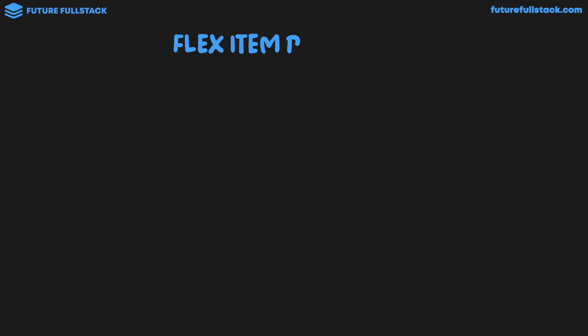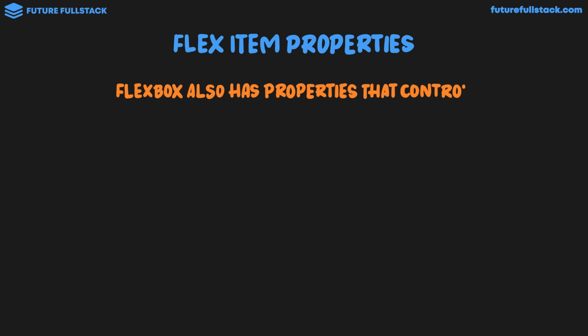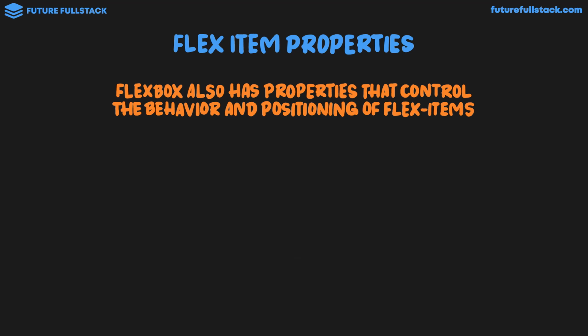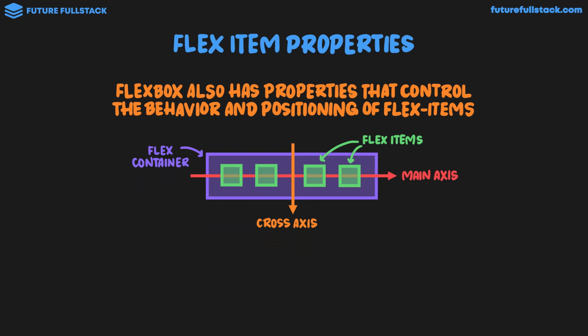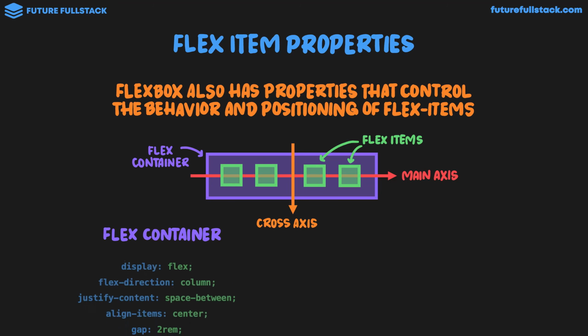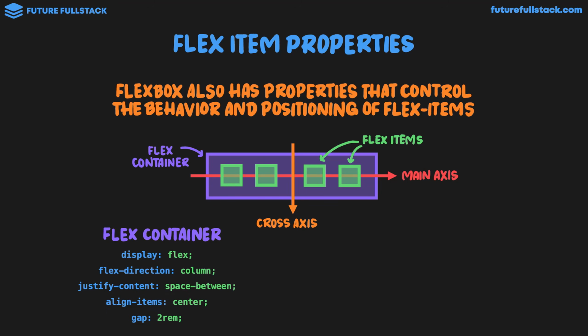So what are flex item properties about? Flexbox also has properties that control the behavior and positioning of flex items. Looking at our Flexbox diagram, we've seen many times by now, with the flex container, flex items, and main and cross axis. So far in this topic, we've looked at a whole range of properties that apply on the flex container. These include display with the value flex, flex-direction, justify-content, align-items and gap. And as you know by now, these are all applied on the flex container.